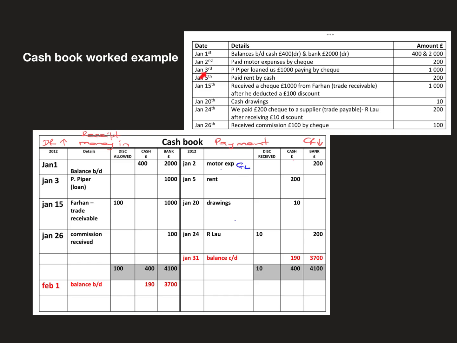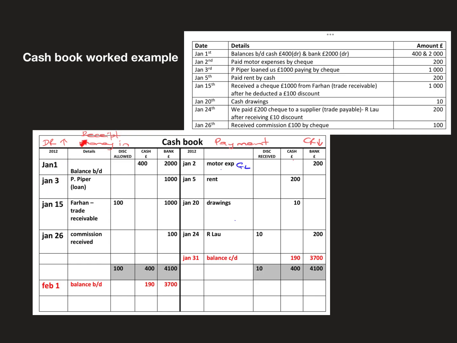Next transaction, January 3rd, it says P. Piper loaned us 1,000 paying by check. So if the business is going to be receiving money from Piper, it's going to increase the amount of money that we have in the bank. And Piper is paying us that money via check. So let us come over here.